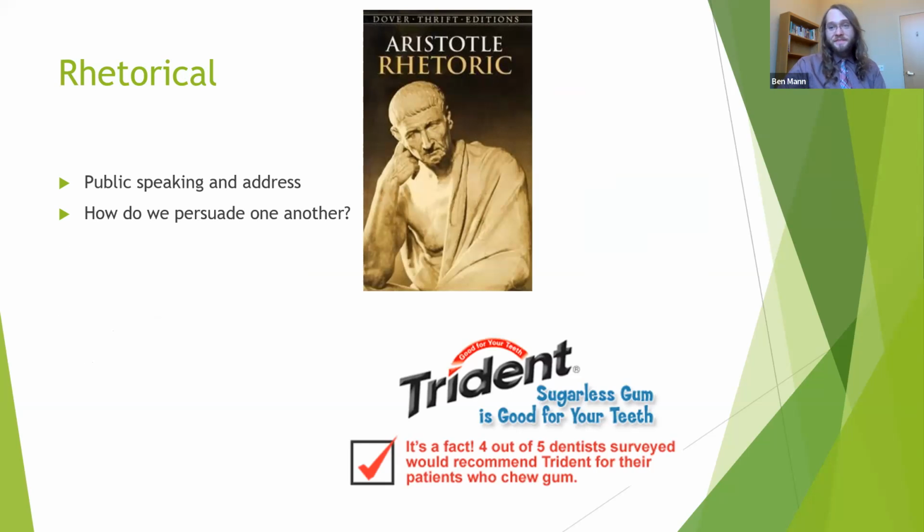Or if you've seen an ad, for instance, for gum that says 4 out of 5 dentists surveyed would recommend it, rhetorical study would be looking at the persuasiveness of that message. Who are these dentists? How are they chosen? What's going on with the 5th dentist? How was the study conducted, right? Rhetorical study would critically analyze this message and its attempts to persuade you to get gum.